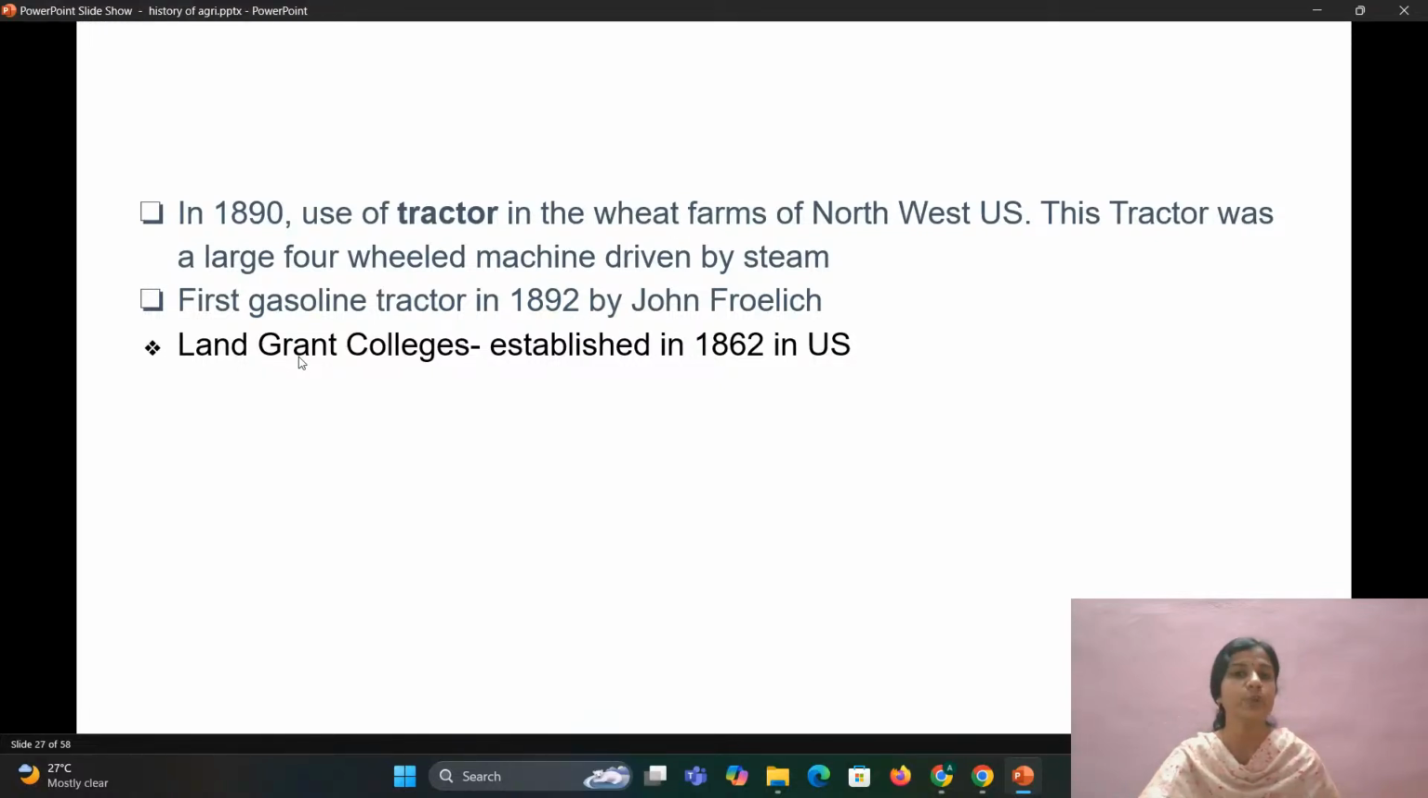And in United States, land grant colleges were established in 1862, and these land grant colleges served as the blueprint for the development of agricultural education in India. The development of state agricultural universities in India was based on the pattern of these land grant colleges in United States.